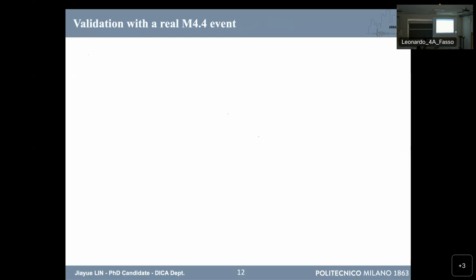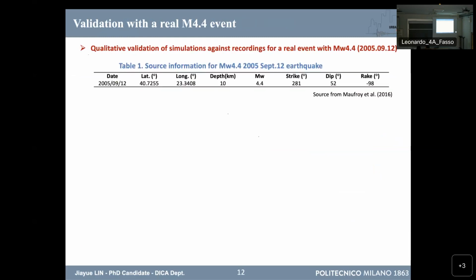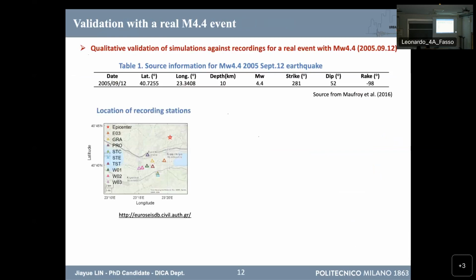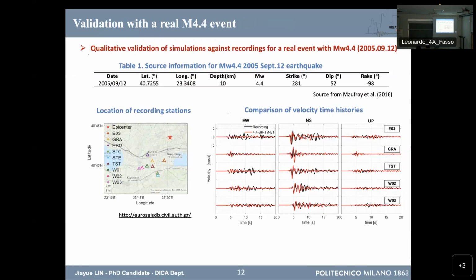And then we do the validations with two real earthquake events. The first one is an event with magnitude 4.4. The second one is with magnitude 6.5. So let's go for the first validation case first. This is the basic information about this small earthquake that happened in 2005. In this earthquake, we have in total 9 recordings.